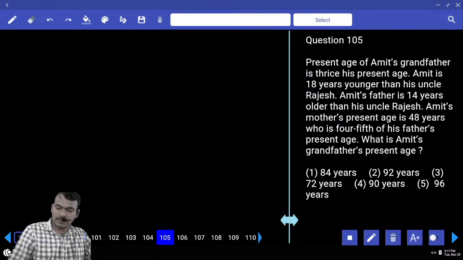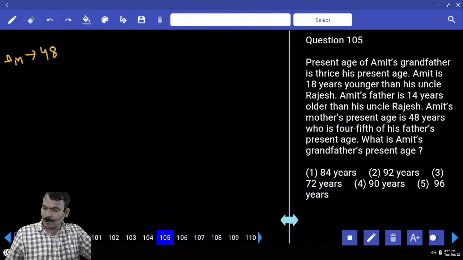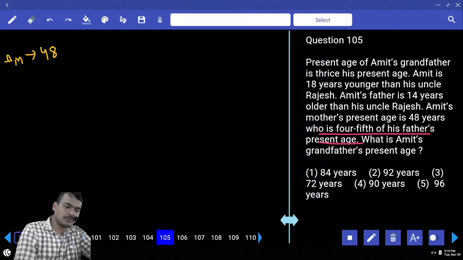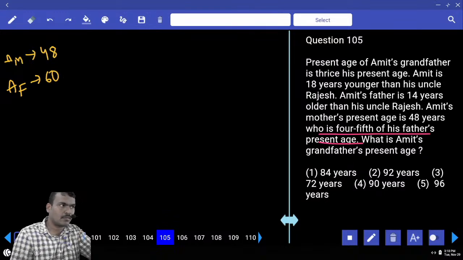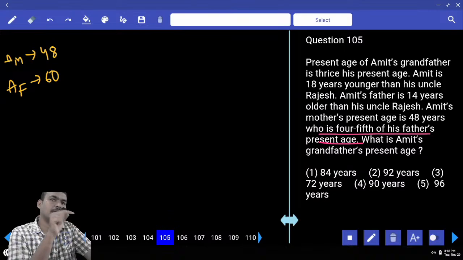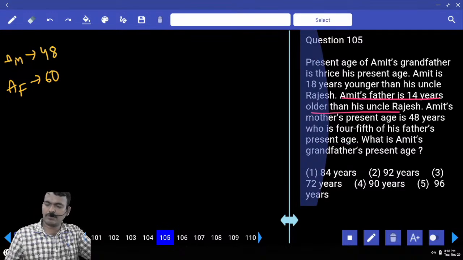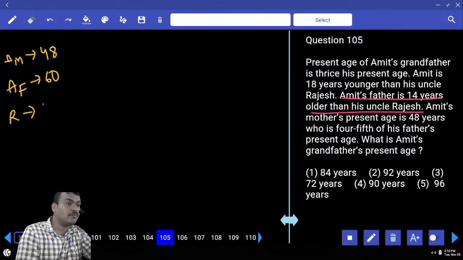Okay. First, Amit's mother's age is how many years? 48. But she is 4/5 of which one? Father's present age. Means Amit's father is how many years? 60 years. Mother 4 parts, father 5 parts. 4 parts is 48, means 5 parts is 60. And one more, Amit's father is 14 years older than which one? Uncle Rajesh. Means Rajesh's age is 46.